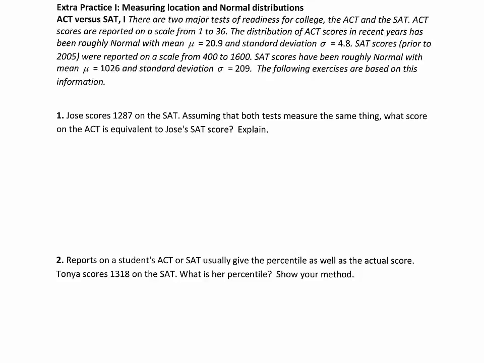It says, there are two major tests for readiness for college, the ACT and the SAT. ACT scores are reported on a scale from 1 to 36. The distribution of ACT scores in recent years has been roughly normal, with a mean of 20.9 and a standard deviation of 4.8. Now, SAT scores prior to 2005 were reported on a scale from 400 to 1600. SAT scores have been roughly normal, with a mean of 1026 and a standard deviation of 209. The following exercises are based on this information.